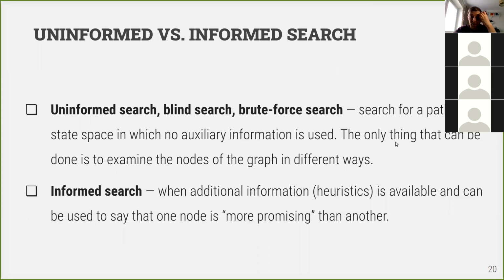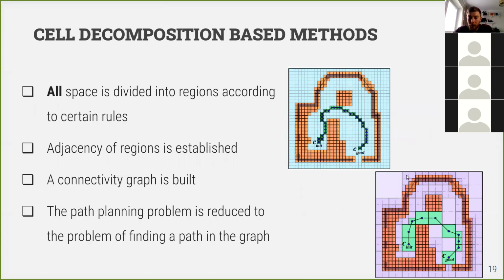And the only thing we can do is examine all nodes of our graph in different ways and just try to find an optimal path. And also there is informed search, which is when we have some additional information, usually given by heuristics. If this additional information is available, it can be used to say that one node is more promising than another.